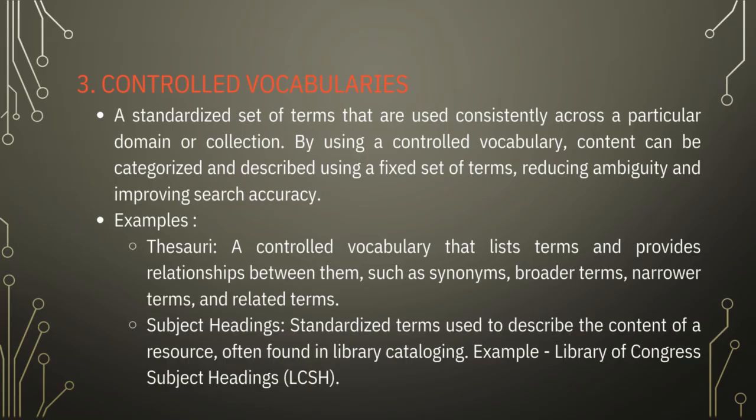This ensures consistency across catalog records and allows users to retrieve all materials related to a subject, even if different authors use different terminology. Overall, controlled vocabularies improve precision, consistency, and interoperability in digital library systems, making them essential for effective information retrieval and scholarly discovery.